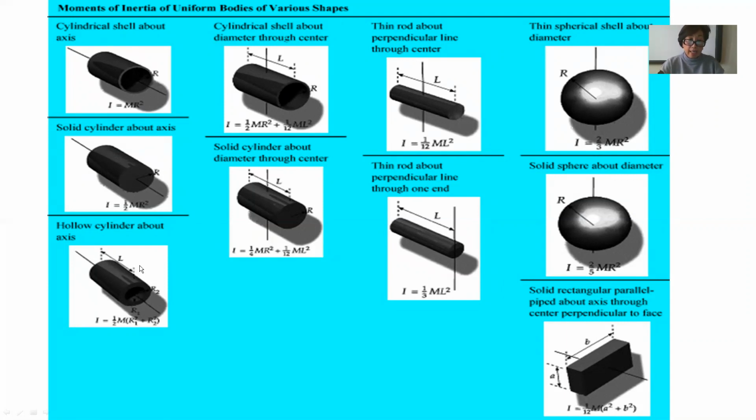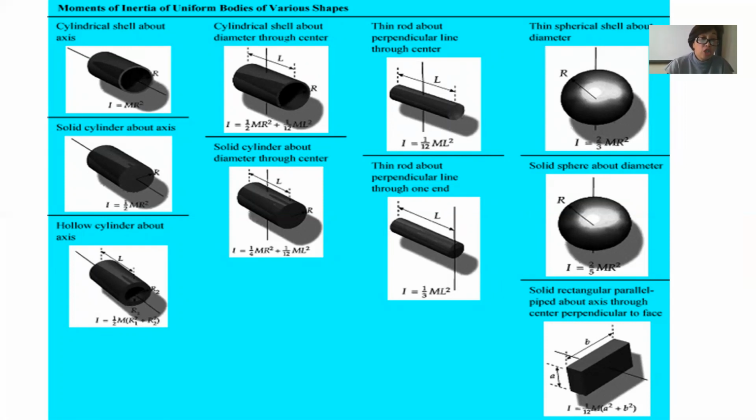Hollow cylinder about its axis, where L is the length of the cylinder. Here we use two radii, R1 and R2, and the total moment of inertia will be 1 divided by 2 multiplied by m, times the sum of the squared radius R1 plus the squared radius R2.